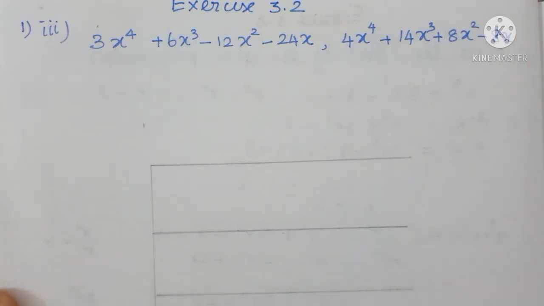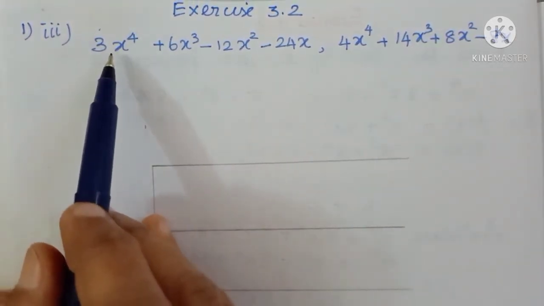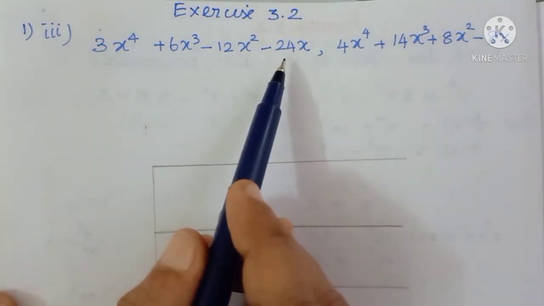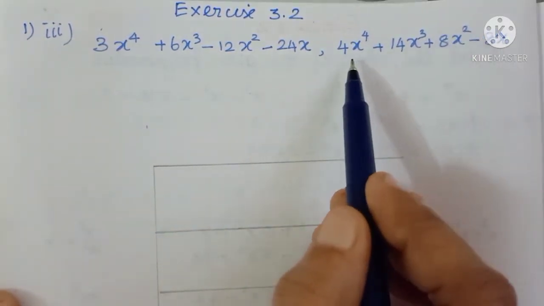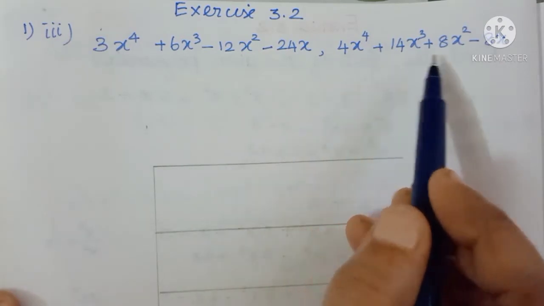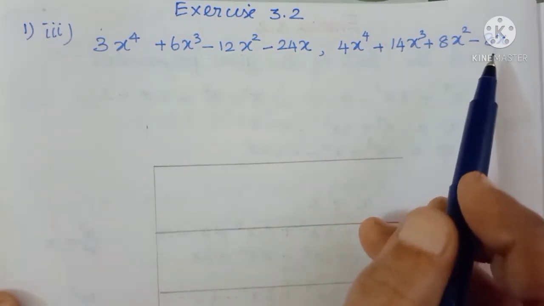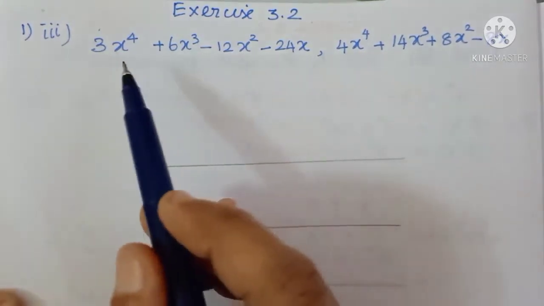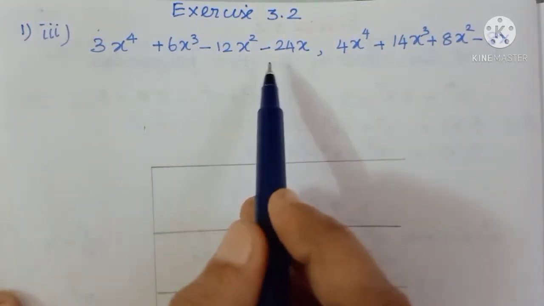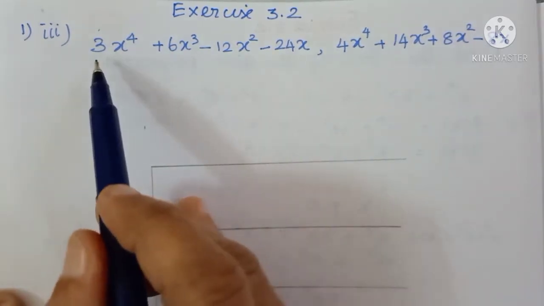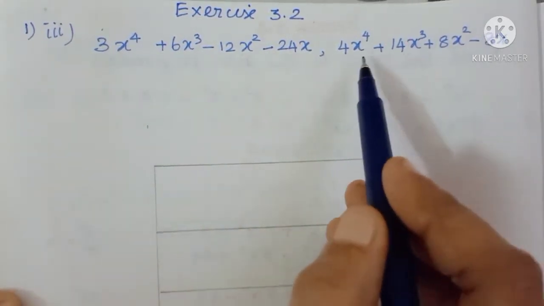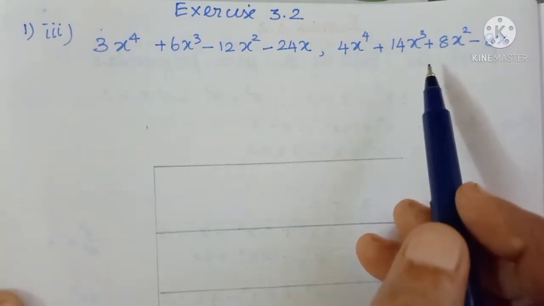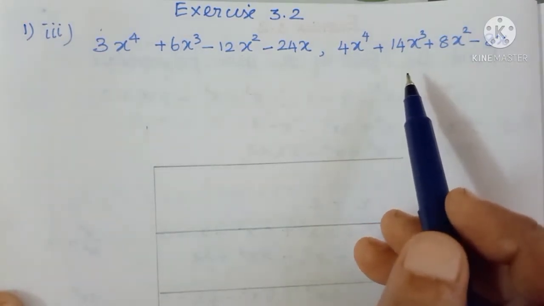Now see this problem: 3x power 4 plus 6x cube minus 12x squared minus 24x. And second polynomial 4x power 4 plus 14x cube plus 8x squared minus 8x. Now in both, the highest power is power 4. All the terms have some common multiples also. The first polynomial has a common multiple, the second polynomial has a common multiple. First we are going to factorize that one. If we factorize, it is easy to solve for us.